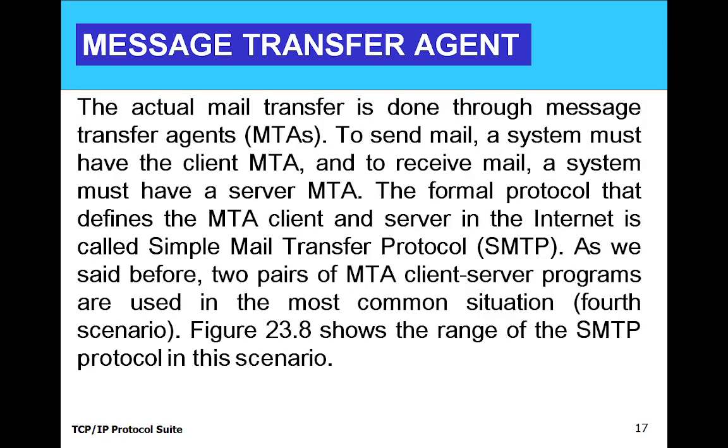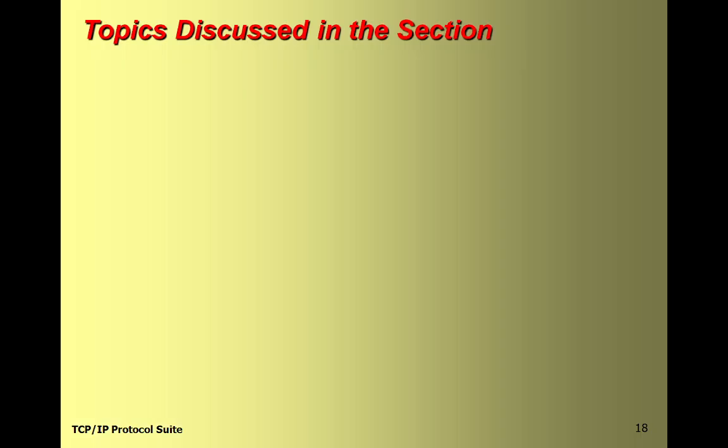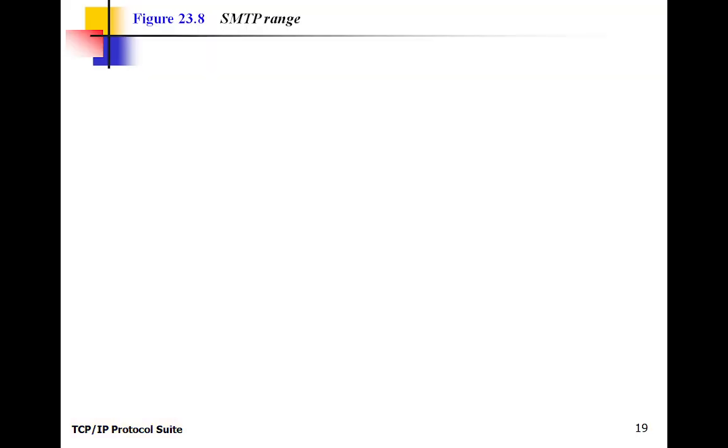Then the message transfer agent. To send mail, the system must have a client MTA, and to receive mail, it has to follow the server MTA. Both of these are followed by the SMTP protocol, and we follow two pairs of MTA for the client-server programs. So this is the actual concept we are following.